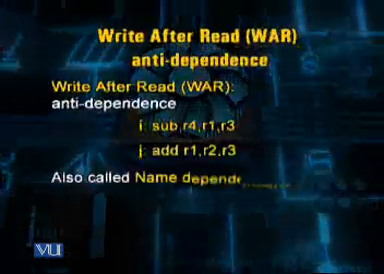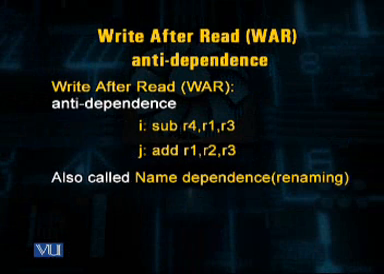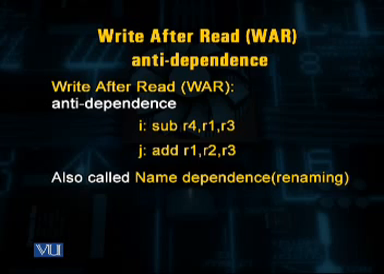The second type of hazard is known as the write after read, that is WAR. This is the situation which is known as anti-dependence situation. Here, the instruction J tries to write an operand before instruction I reads it. So the wrong operand is basically obtained. However, in this particular situation, no value is transmitted.